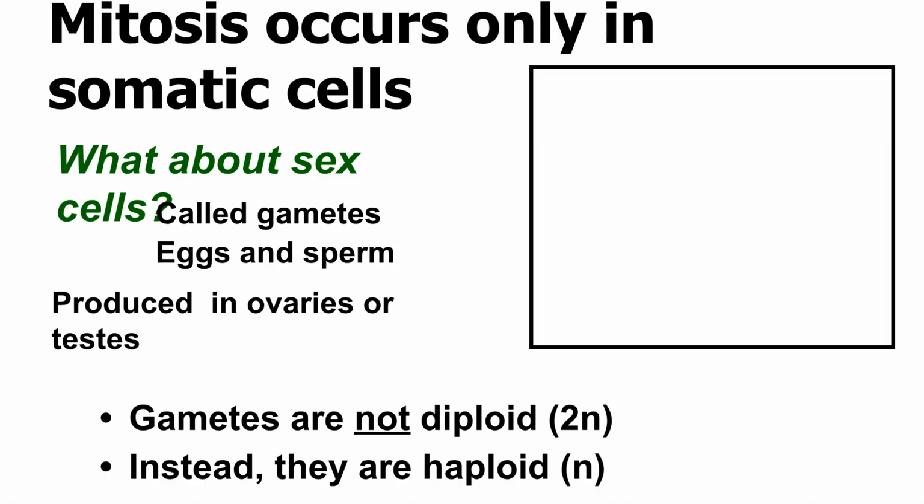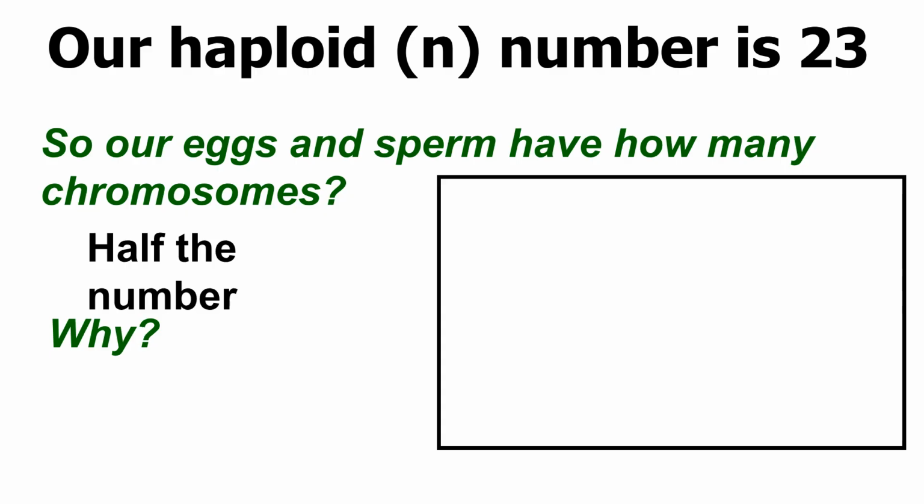Mitosis occurs only in somatic cells. Sex cells, called gametes, are not diploid, they are haploid, or N. Gametes are eggs and sperm, produced in ovaries or testes. Our haploid number is 23, so our eggs and sperm each have half the number of chromosomes, 23.